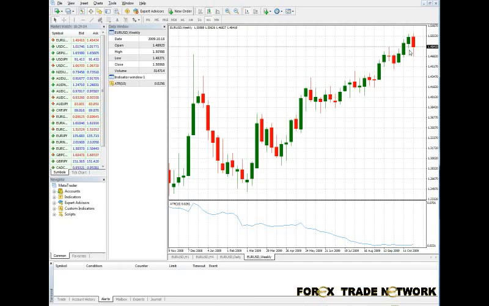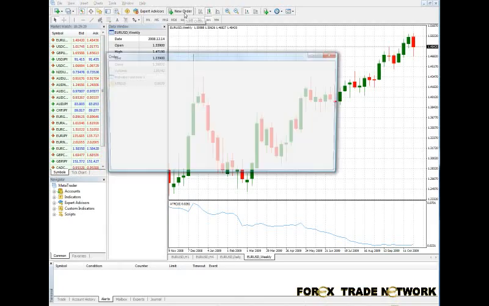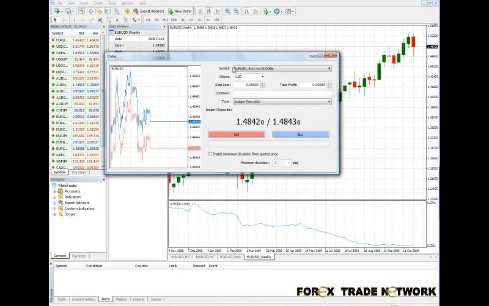Okay, so placing that 5 pips above would be 1.50648. So this is what we're going to do. Going to place a new order, and I'm going to sell at the market.